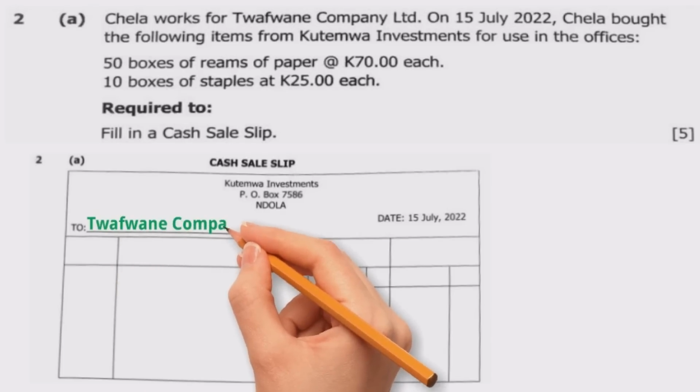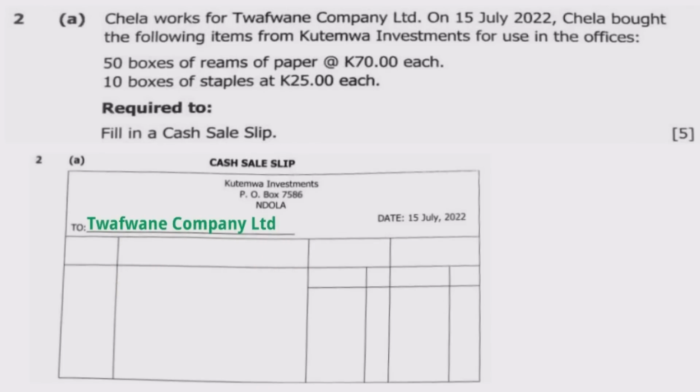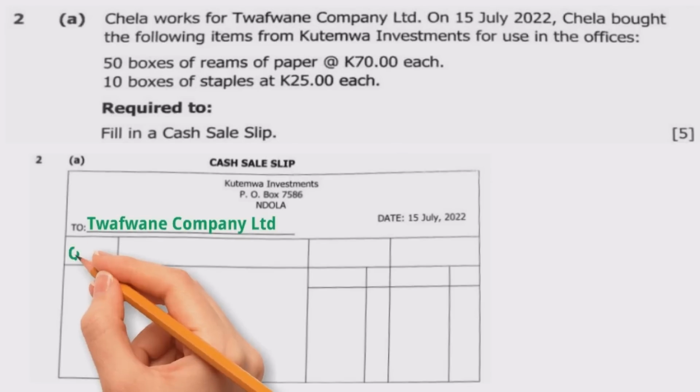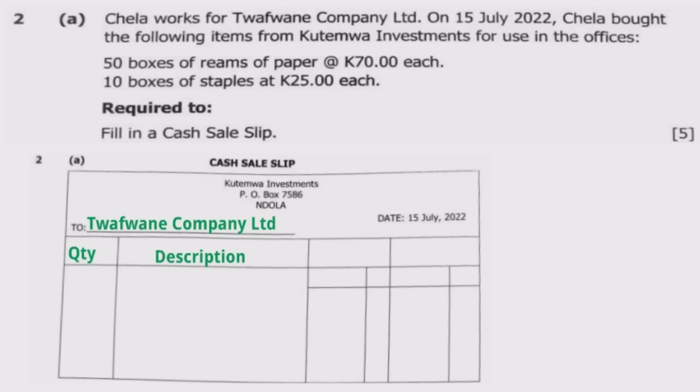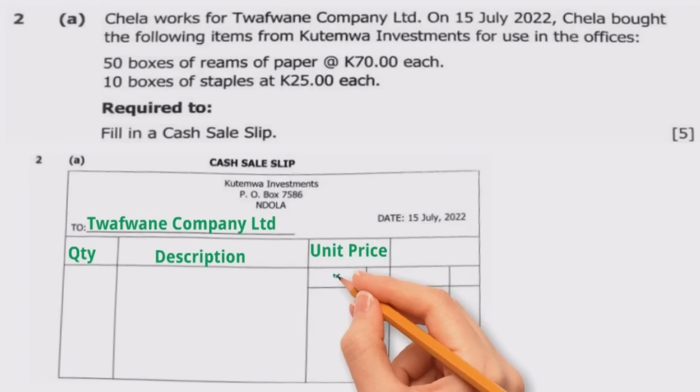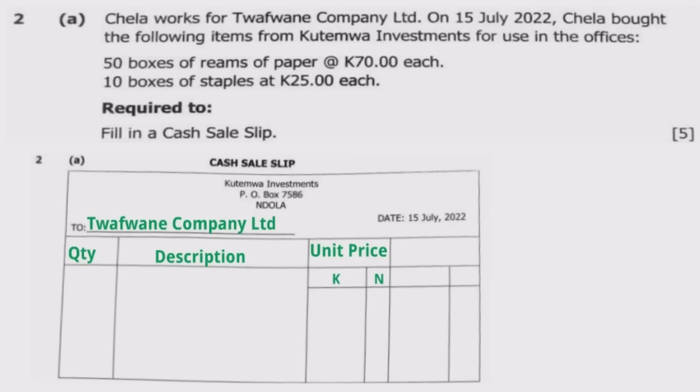These goods are going to Afwane Company Limited, so we write Afwane Company Limited there. Then we write quantity, that is the number of items bought. Description, what is bought. Unit price, how much is the cost of a unit. Total price, this is how much he is going to pay depending on the number of units that person has got. There we also indicate the kwacha and ngwee like I've done.